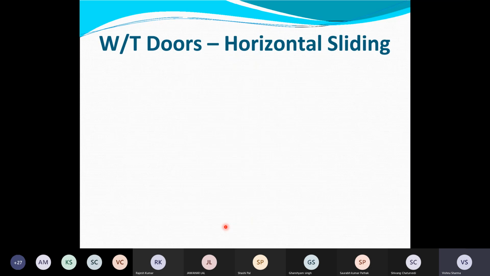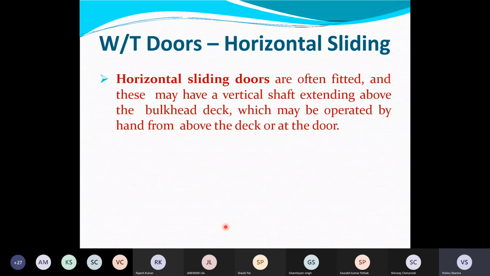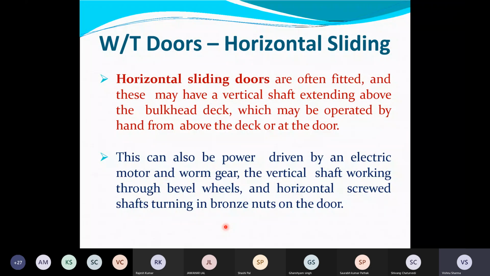Then you have the horizontal sliding door. They are the most commonly fitted doors on ships. And these may have a vertical shaft extending above the bulkhead deck. Of course, remote location से operate करने के लिए. This can also be power driven by an electric motor and worm gear. The vertical shaft working through the bevel wheels and horizontal screwed shafts turning in bronze nuts on the door.